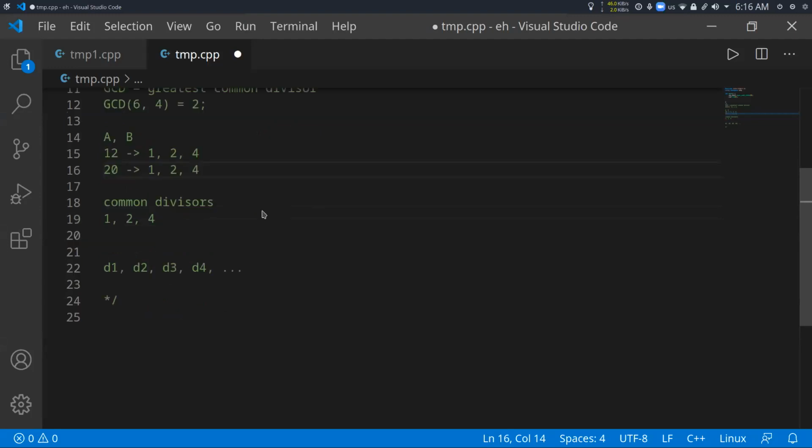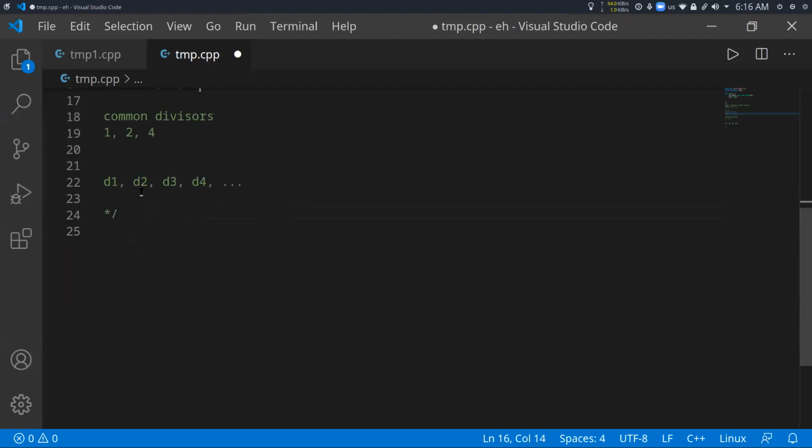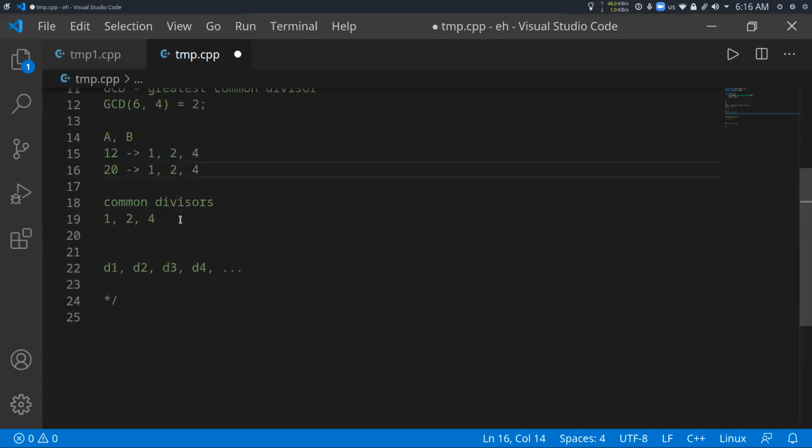So what the problem says is that after getting these common divisors, we want to choose some of them. It doesn't matter how many. We want to choose some of them such that the GCD between every pair is 1. So GCD between 1 and 4 should be 1, 1 and 2 should be 1, 4 and 2 should be 1, and so on. So we want to choose as many common divisors as possible, such that the GCD between any pair is 1.